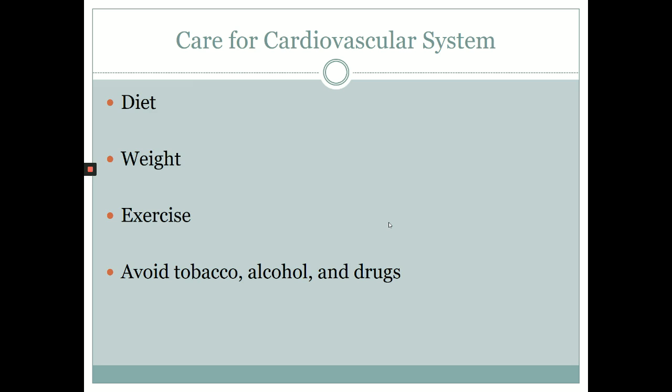Last, you want to avoid the use of tobacco, alcohol, and illegal drugs. The use of drugs can permanently damage tissue, and in adolescence, it can interfere with the development of organs and tissue.